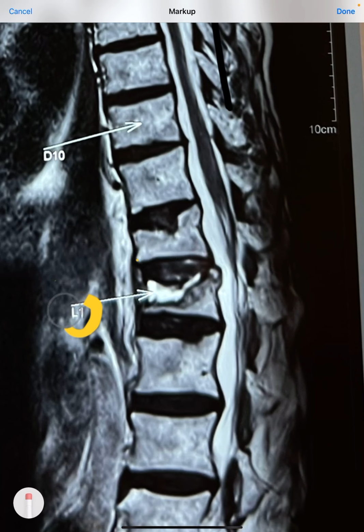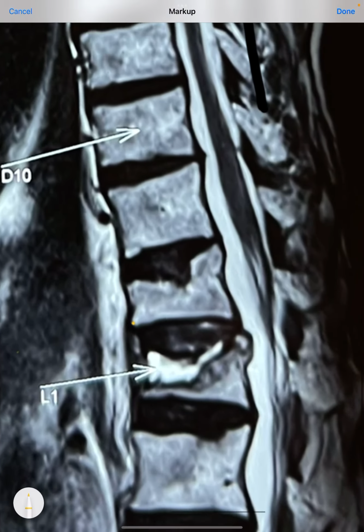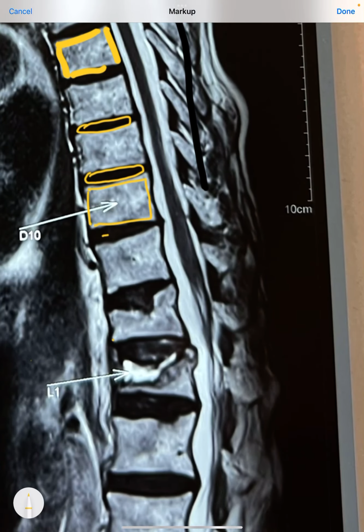Other things that we need to understand are the disc bulges. We must know that in between two vertebrae we have a disc, the intervertebral disc. These intervertebral discs are usually placed in this area only. But many times, this disc simply bulges to the posterior side. Now, how do we come to know?